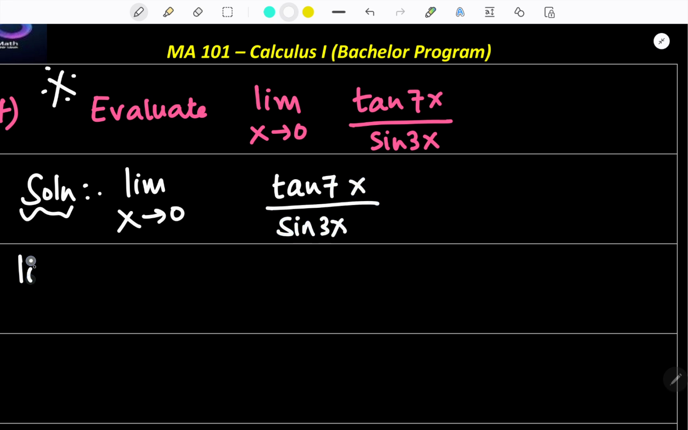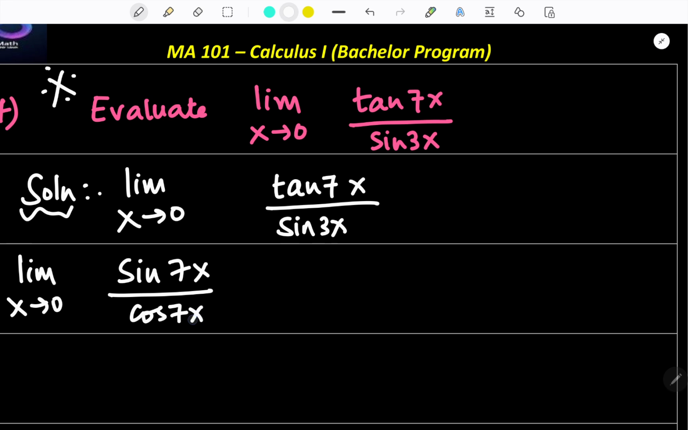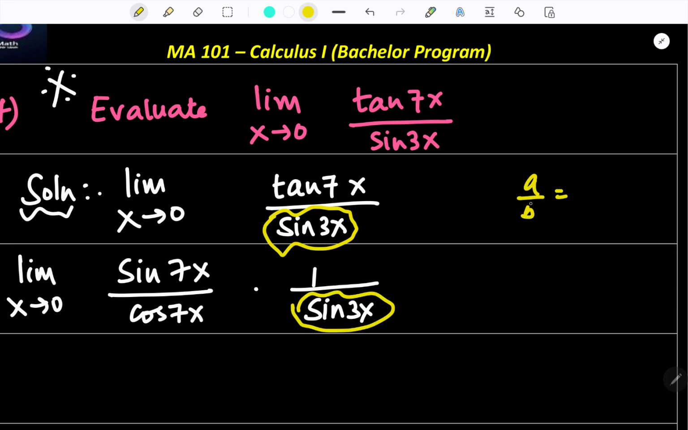This equals limit x tends to 0. Tan is nothing but what? Sin divided by cosine. Okay. And this is 1 divided by sin 3x. Which one? This one. This I write like this. How, teacher? Because if a by b, I can write it as a multiplied by 1 by b. So this b is sin 3x.